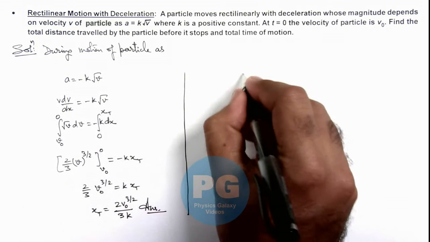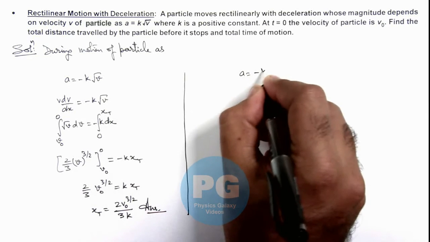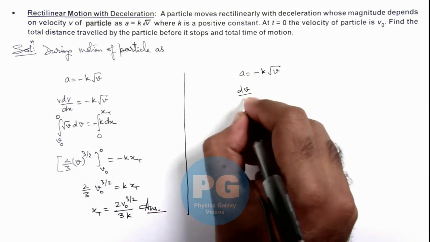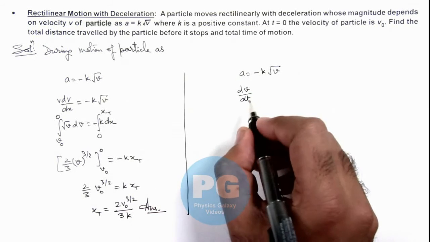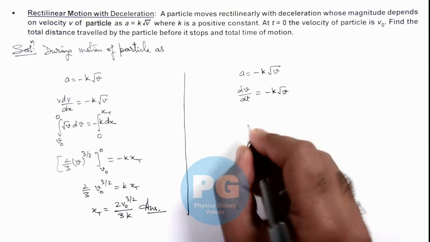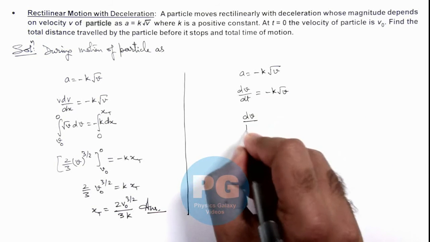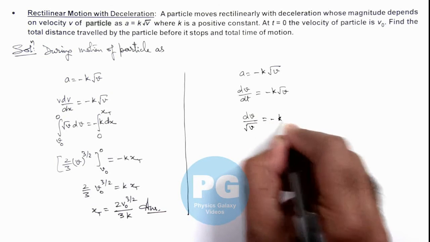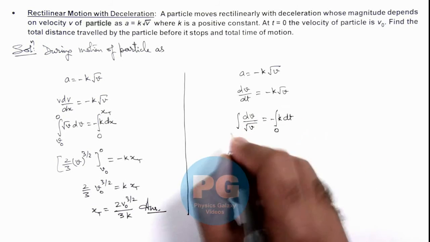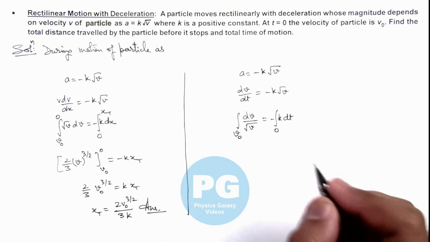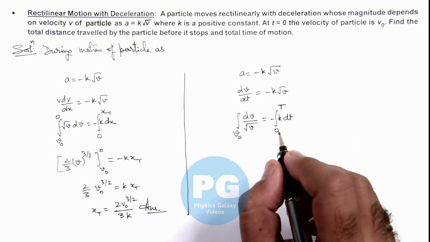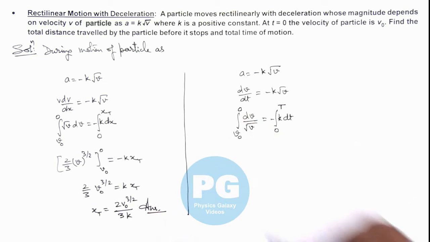Again, we can write a as minus k√v, and now we substitute a as dv by dt, as we are required to find the total time of motion. Again, −k√v, and further we can write dv by √v = −k dt. If we integrate this expression, at t = 0 the speed of the particle was v₀, and if the total time the particle is in motion is t, then the final speed becomes 0.